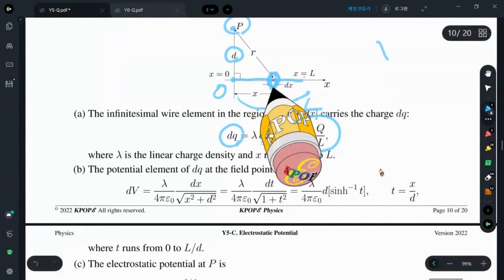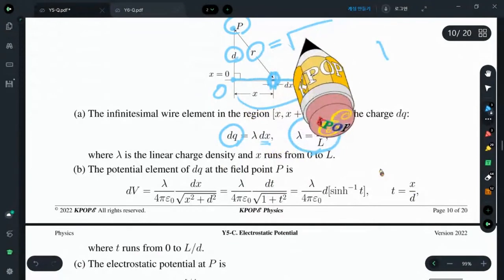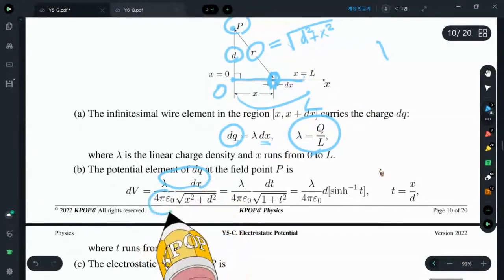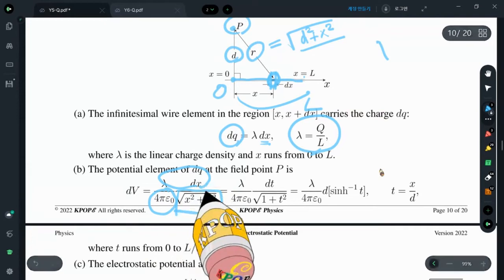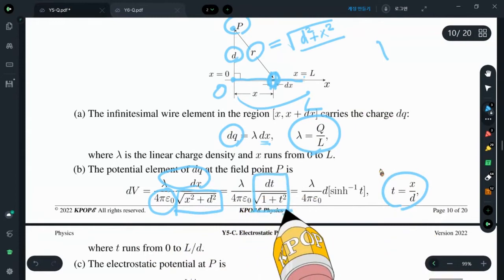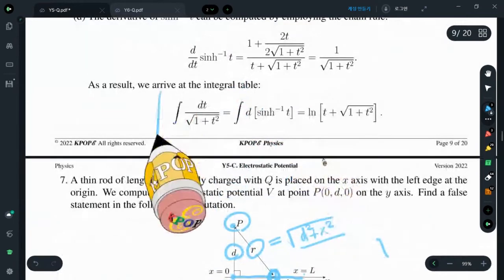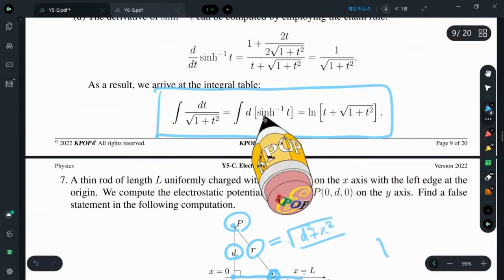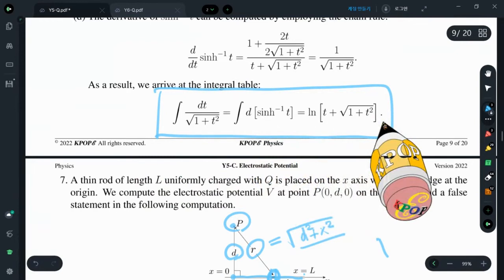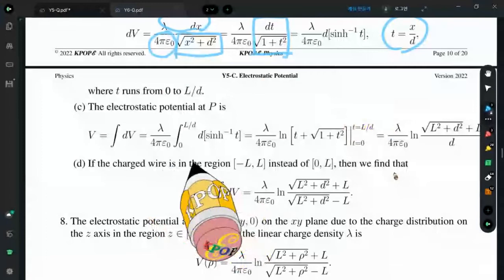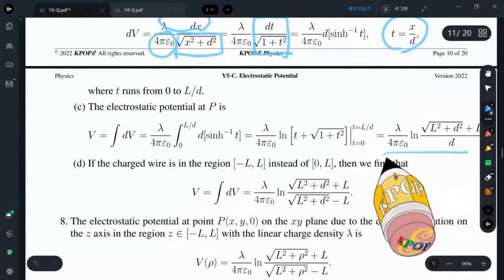And then this one has the distance r, that is the square root of d squared plus x squared. This is the charge dq, coefficient 4 pi epsilon 0, and the distance. It's better to rescale this one as this one. Then you find this integral. This differential, as we already have seen in the previous problem, is just the inverse hyperbolic sine function, which is identical to log of t plus the square root of 1 plus t squared. So what we have to do is just substitute this value into the integral table, and we have this result.